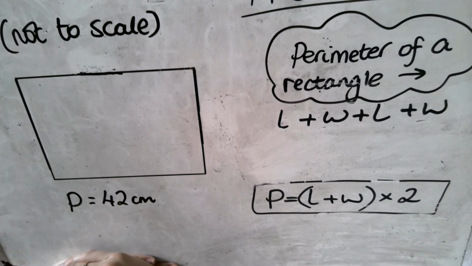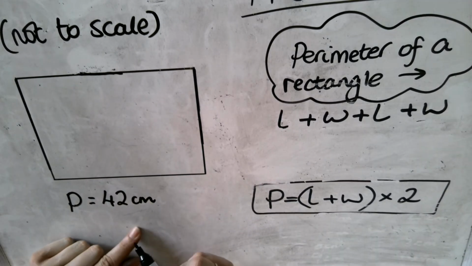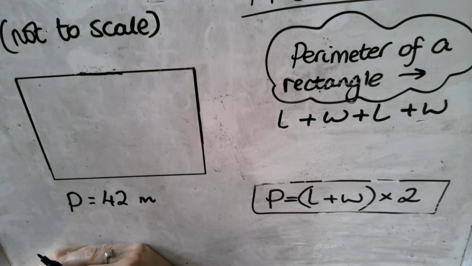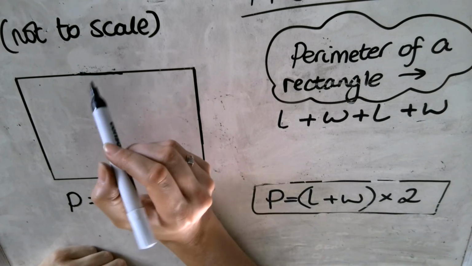Okay, so question number 1 is, a rectangle has a perimeter of 42 metres. Right there. The perimeter is 42 metres. And I'm actually going to give you the length. Now the length is going to be 12 metres.